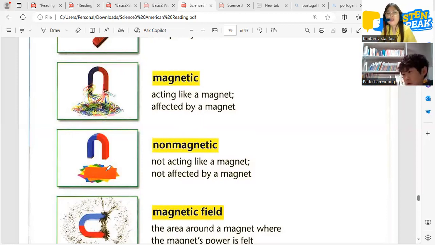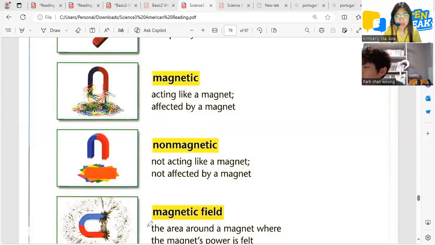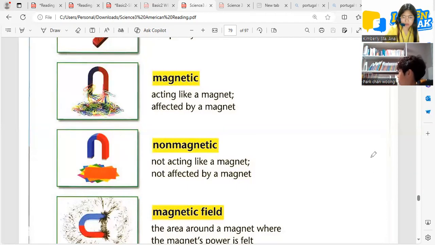Can you give me something that is non-magnetic, Evan? Non-magnetic. Yes. Wood. Very good. Or a sheet of paper or a pencil. What else? What else is not magnetic? Person. Person? But that's something that is unusually used with a magnet.